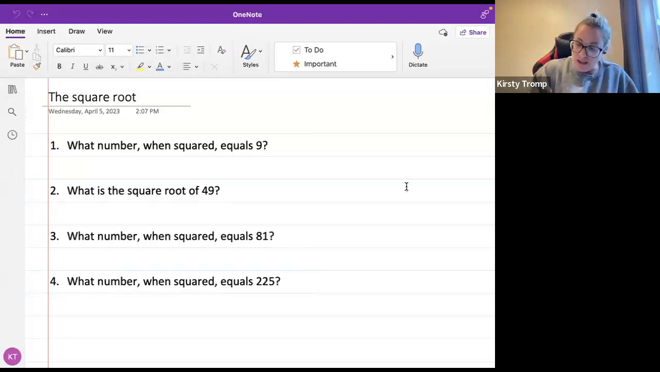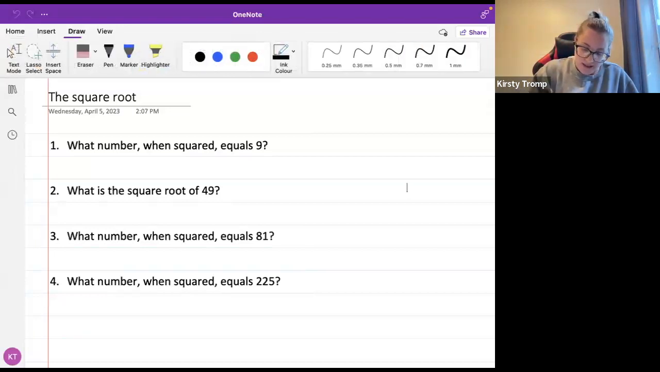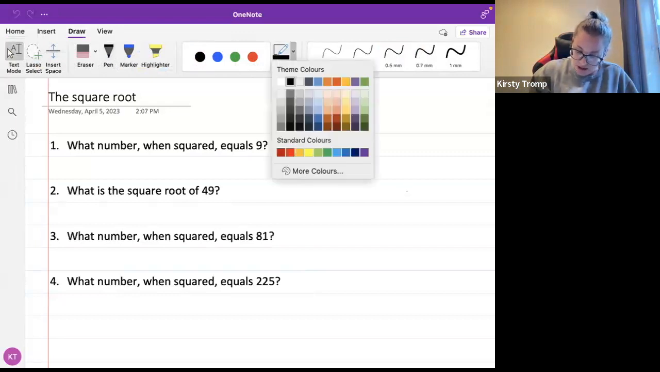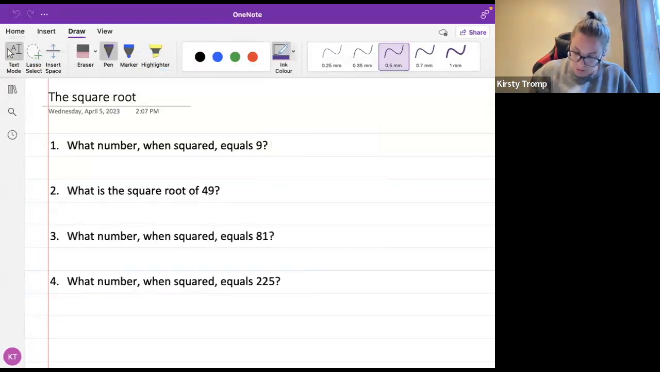So I'm seeing a lot of you participating already. Well done. I'm going to pick a different color for today. Let's pick this nice purple color that I had on my screen. Okay, so what number when squared equals 9? You guys are telling me 3.